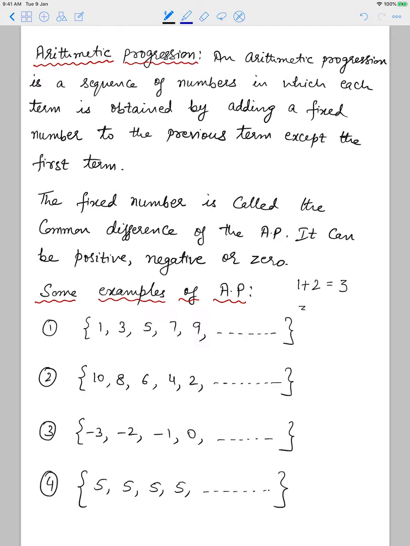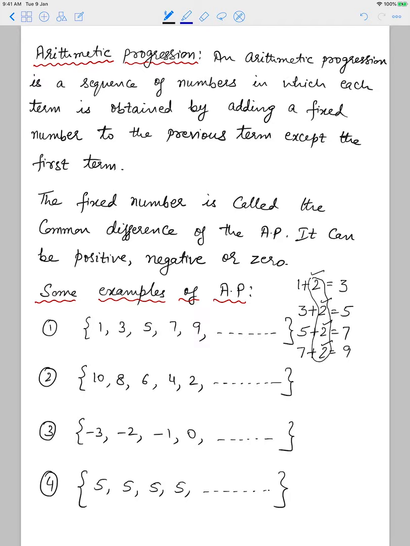Now after obtaining the number 3, what should I add to the number 3 to obtain the next number 5? Again I will add 2. Similarly, after getting 5, what should be added to 5 to obtain 7? That is again 2. What should be added to 7 to obtain 9? That is also 2. So as you can see, every next term is obtained by adding 2 to the previous term. So this common number which is added to each term of the given sequence to obtain the next term is known as the common difference of the given AP. Now this common difference can be positive, it can be negative, it can be 0 as well.